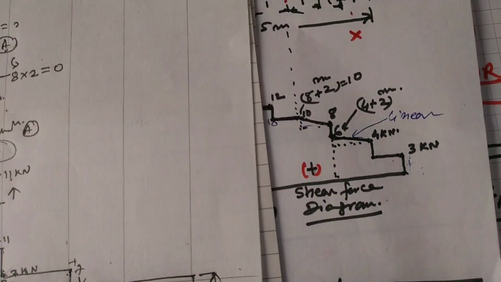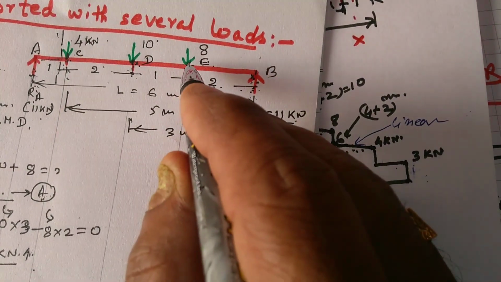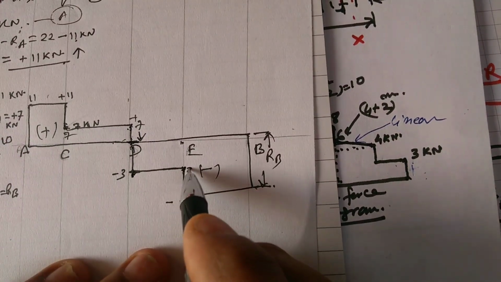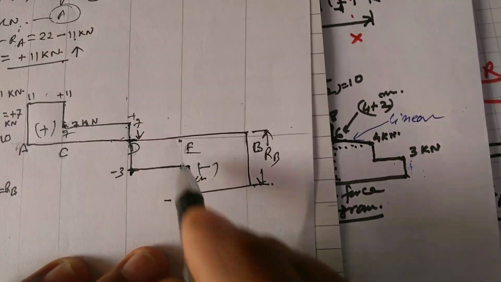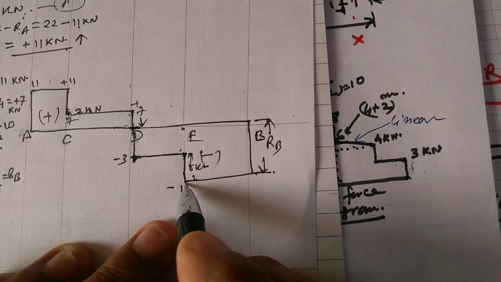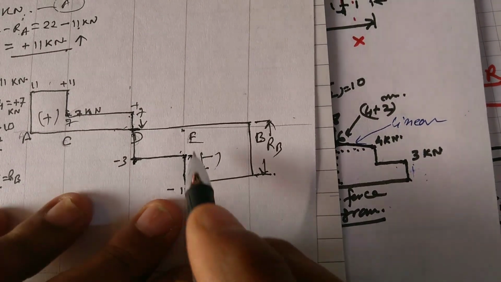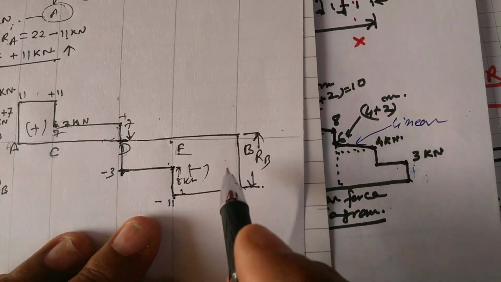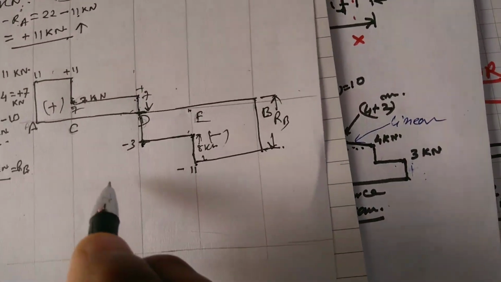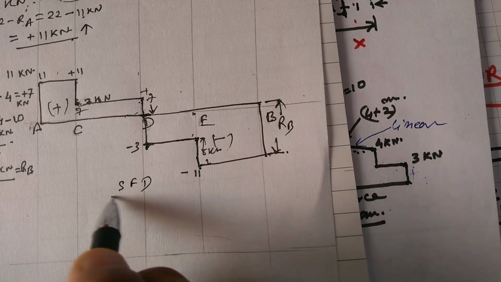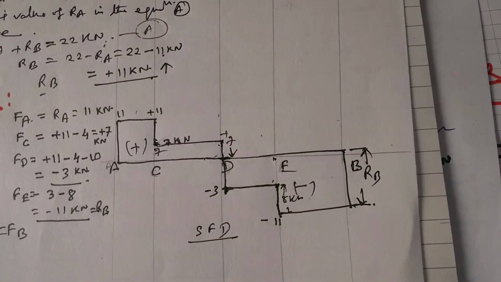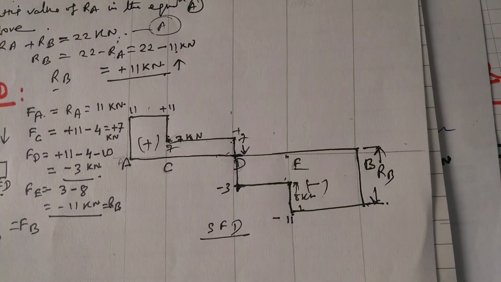And see what is happening at E. There is 8 kilonewton, so draw this 8 kilonewton, and already this is 3. Then the strength is 11 kilonewton. And from E to B there is no load, so it is constant. This must be equal to RB. So friend, I have already drawn the shear force diagram. Now please visit for the bending moment diagram.